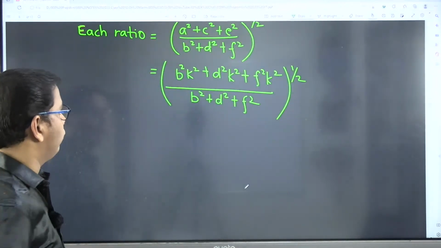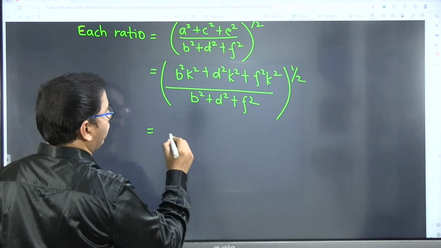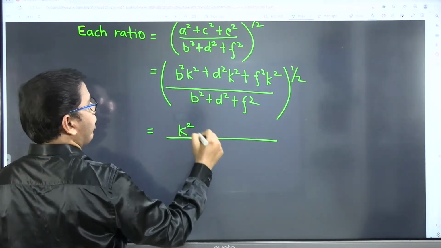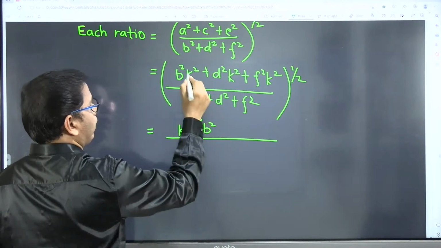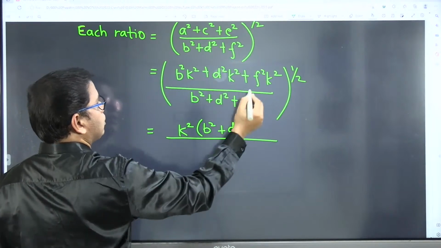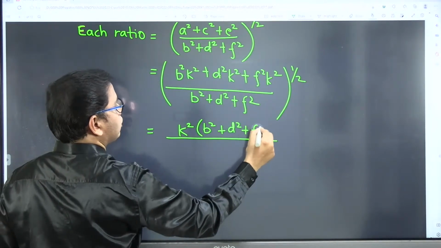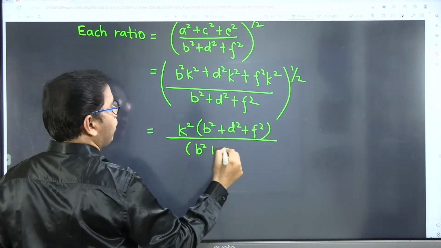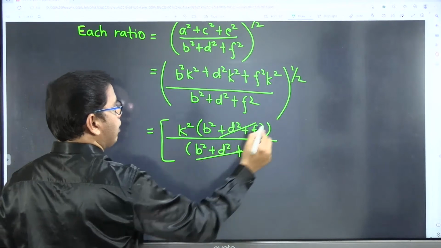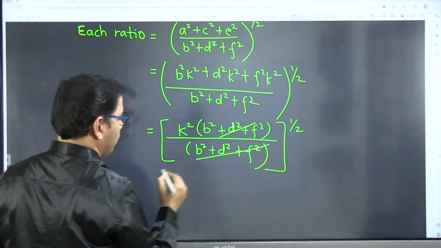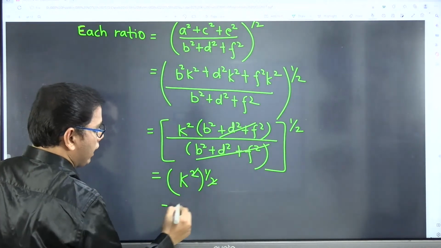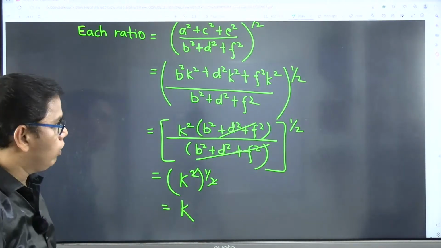Now listen carefully, look carefully. From numerator I am taking K square common. K square common, तो ब्रैकेट में बचा B square. यहाँ से K square निकला, बचा D square. K square निकला, बचा F square upon B square plus D square plus F square. This entire bracket is cancelled, and please don't forget this, raised to half. So I am left with K square raised to half. 2 and 2 get cancelled. So this is equal to K.